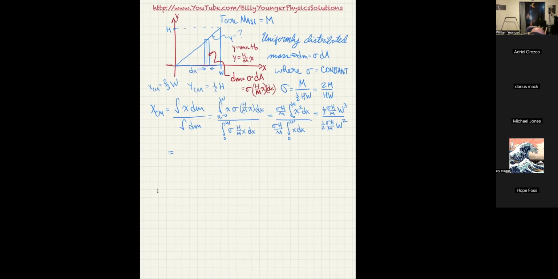Now I can work all this out. I get 1/3 divided by 1/2 is 2/3. The sigma h is going to cancel out with the sigma h. The m is going to cancel out with the m, and I'm going to get w squared over w, or excuse me, w cubed over w. So this is 2/3 w, which is exactly what I predicted.